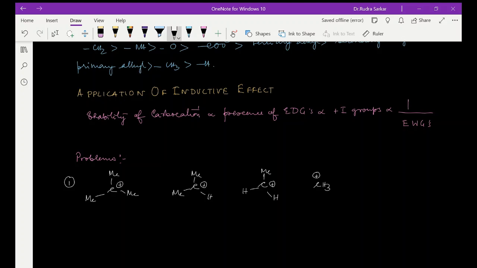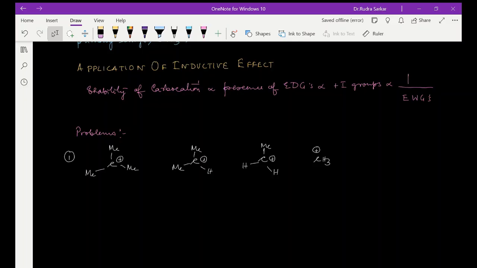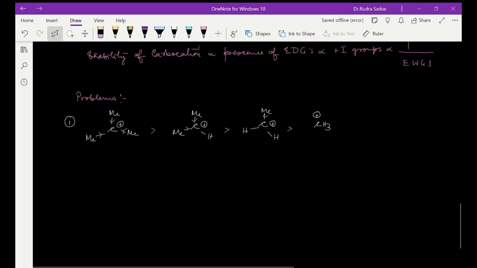So out here, for this type of problem, we have to consider the plus I effects. Over here, there are 3 plus I effects coming from the 3 methyl groups. In the first one there are 3, but on the second one there are 2, in the third one there is 1, and in the methyl carbocation there is none. So the one that has more plus I groups attached to it will be more stable. So the answer will be as follows.